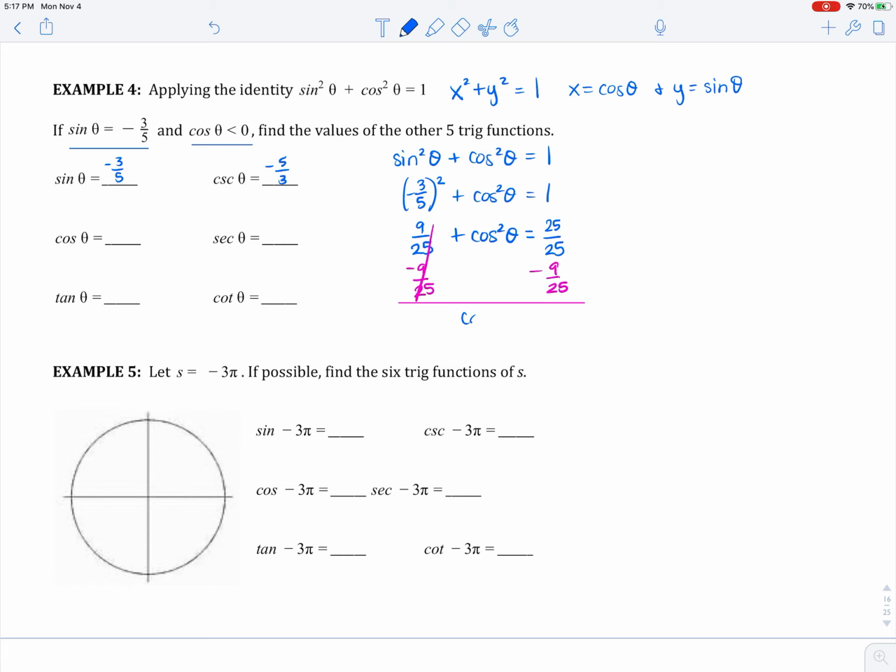And I get cosine squared theta equals, let's see, 25 minus 9 is 16. So 16 over 25. What do we do next? We need to solve for cosine theta. So let's take the square root of both sides.